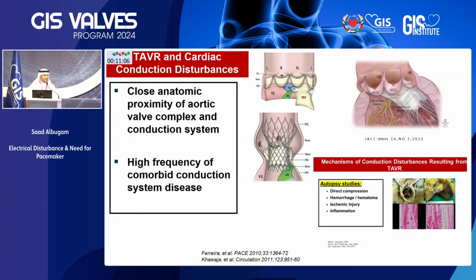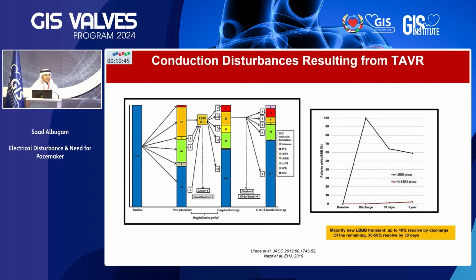Now, why does it happen? Simply because the device rests on the conduction system. It's the close proximity of the prosthesis to the conduction system, and the mechanism is thought to be related to compression, hematoma, and local ischemic injury. Luckily, the majority of these conduction disturbances are really transient and resolved by the time of discharge of the patient in 3 to 4 days, and most of them are resolved within 1 month.